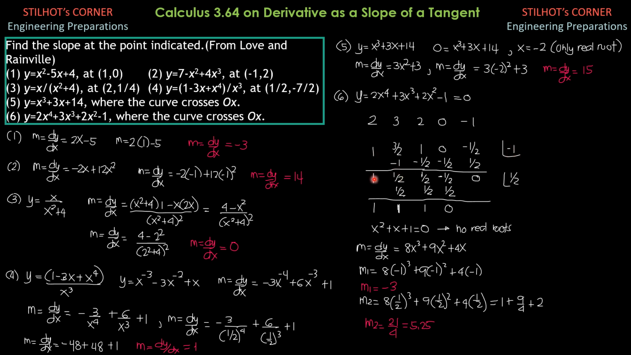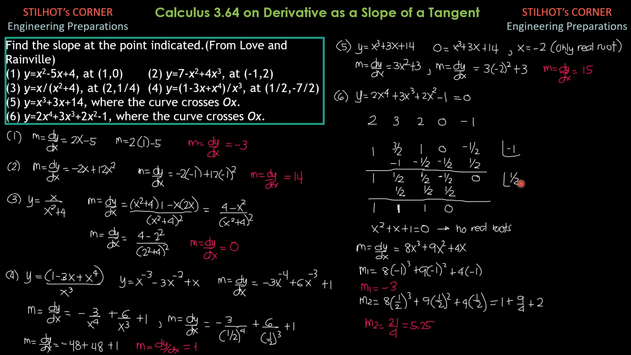So remember that we have to bring this down, 1. Then negative 1 times 1 is negative 1. Put it here, then add. So 3 halves minus 1 is 1 half. Then 1 half times the possible root negative 1 is negative 1 half. Then 1 plus negative 1 half is positive 1 half. 1 half times negative 1 is negative 1 half. And 0 plus negative 1 half is still negative 1 half. And finally, negative 1 half times negative 1 is positive 1 half. Since it adds to 0 in the last part, that means x equals negative 1 is a root.